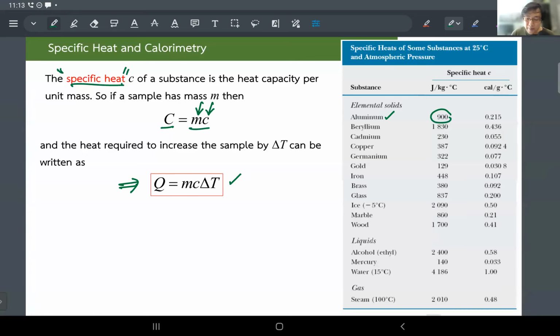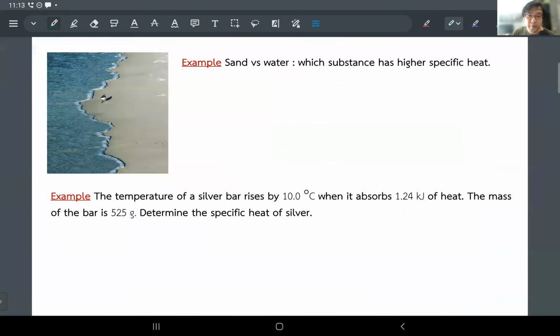That's kind of nice. Now, just to check your understanding, I have a scenario for you. Let's say sand versus water. When you go to a beach, any beach, the main two substances that you see in front of you are either the water in the sea or the sand on the beach. Does that make sense? Let's say you go there during the daytime at noon. So water and sand receive the same amount of energy from the sun, let's say.